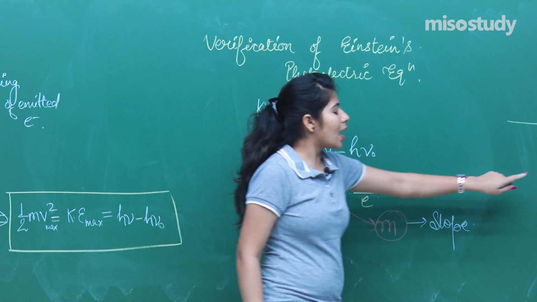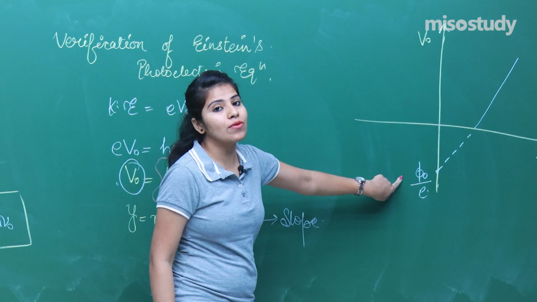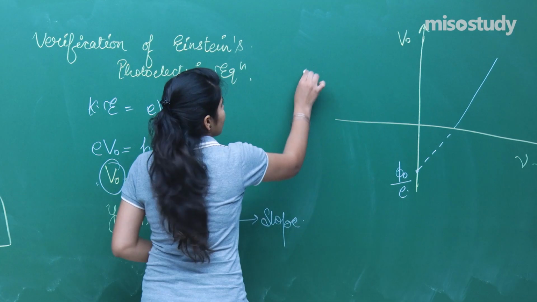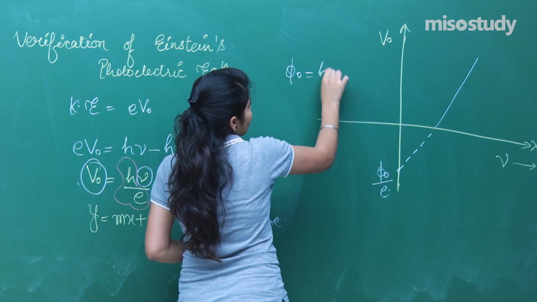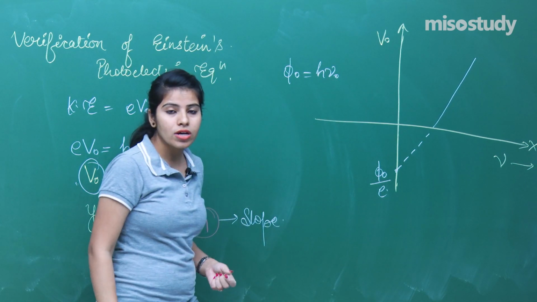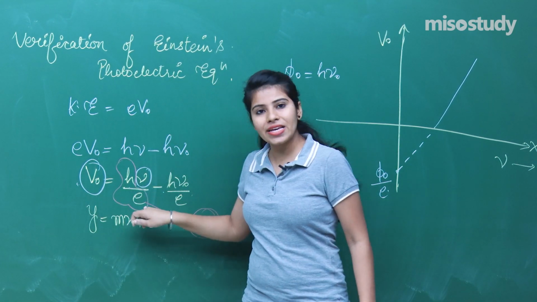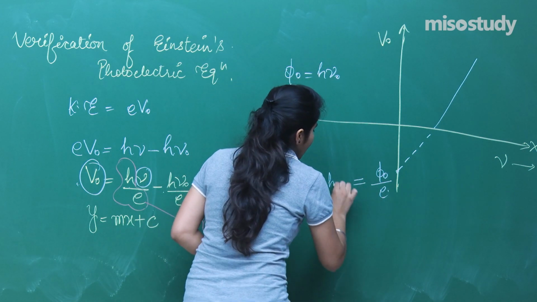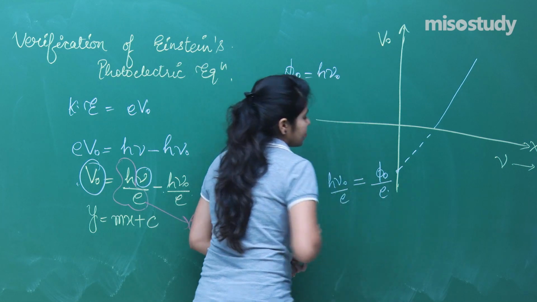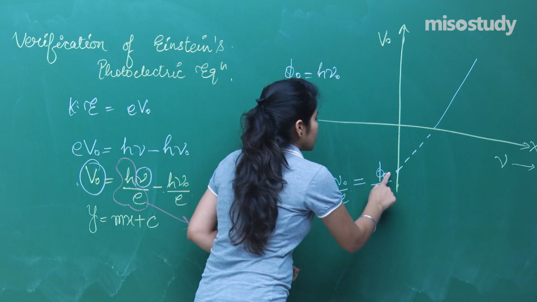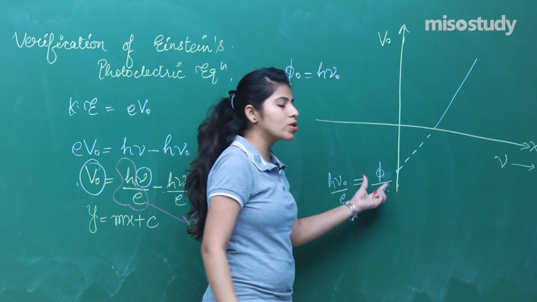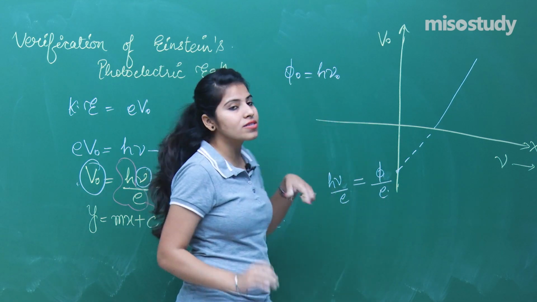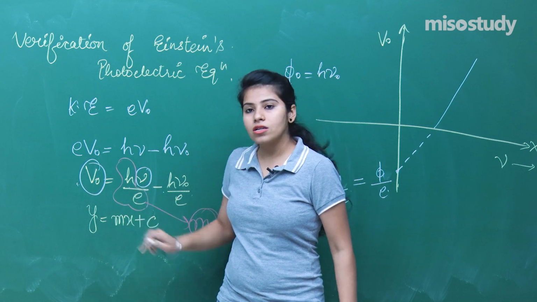I told you that I am writing phi naught over here, and I will explain why this came. You can write this phi naught as h into nu naught. I told you right here, h into nu naught. And what is this? H by e. So this is nothing but h nu naught by e. You can simply write phi by e. So this is h nu by e, which is nothing but the slope.